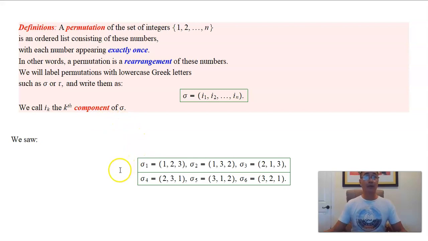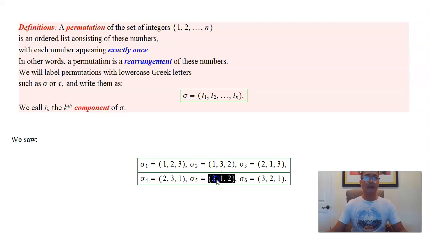So, as I was mentioning, we saw the permutations of 1 to 3 when we did the 3x3 determinant formula. So, you can label them this way. There's really no rhyme or reason to this order, except that was how we listed them in our table last time. So we have here, let's say sigma 5 is 3, 1, 2. So 3 is the first component, 1 is the second component, and 2 is the third component.